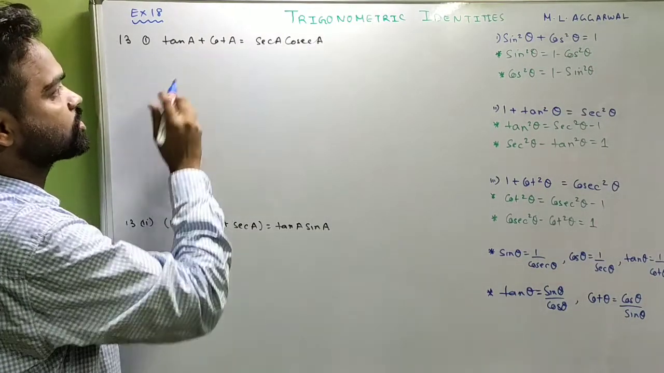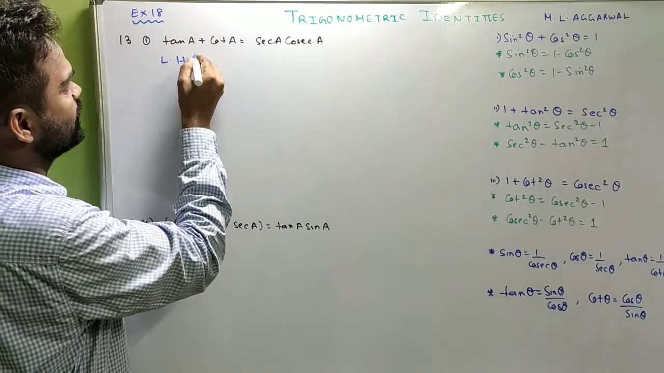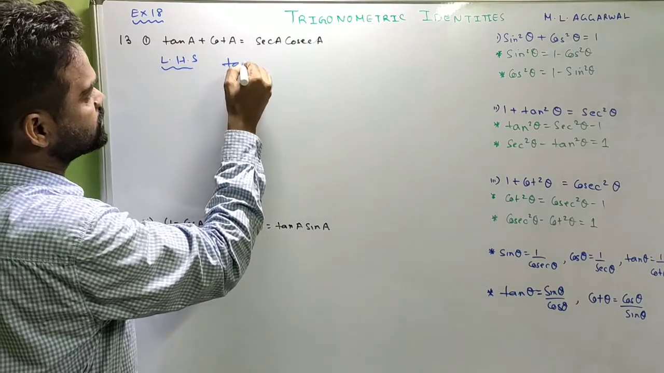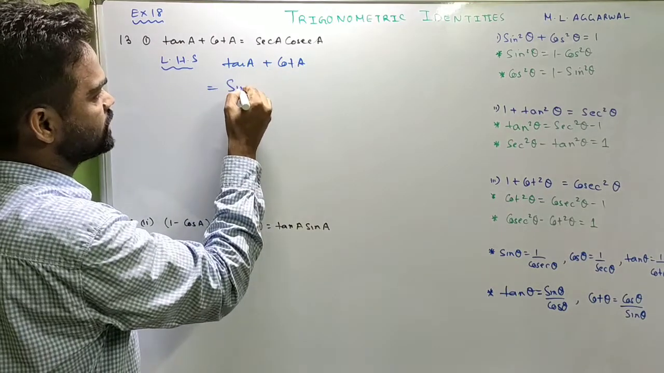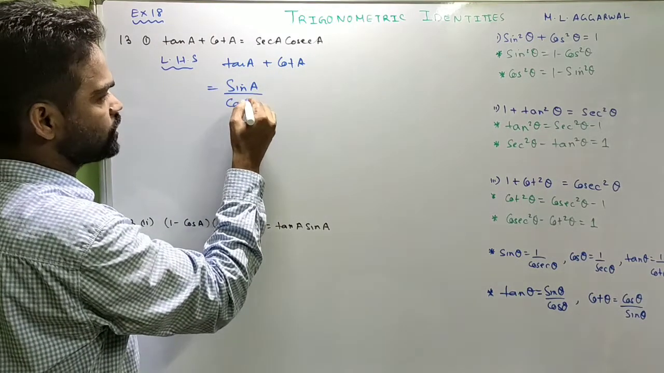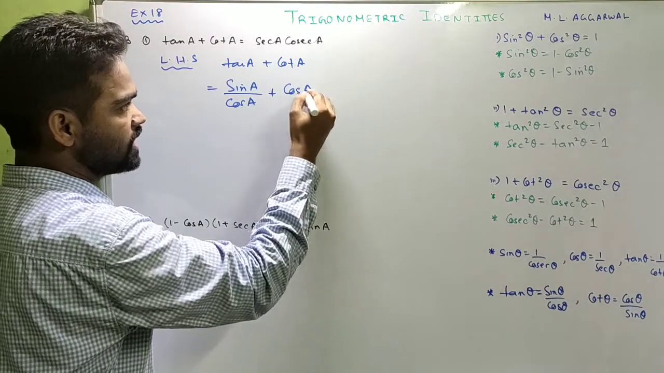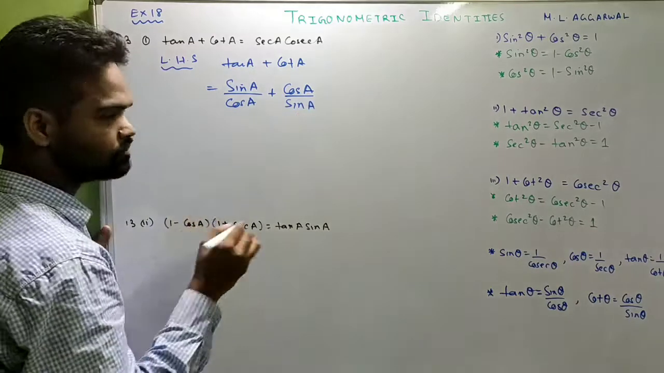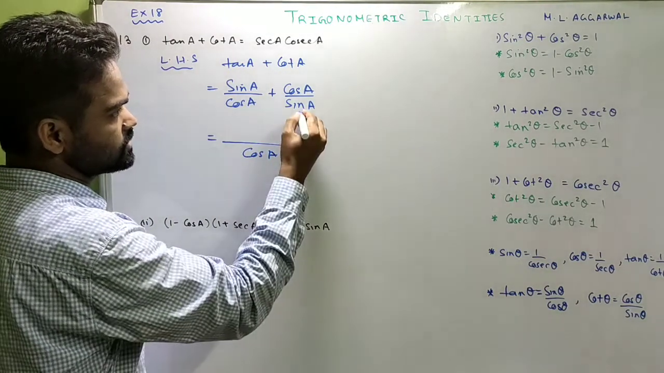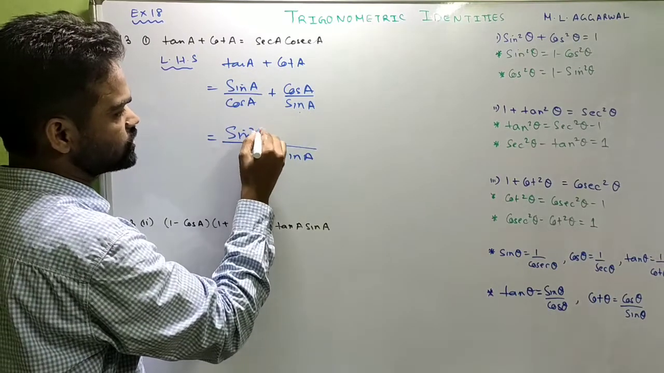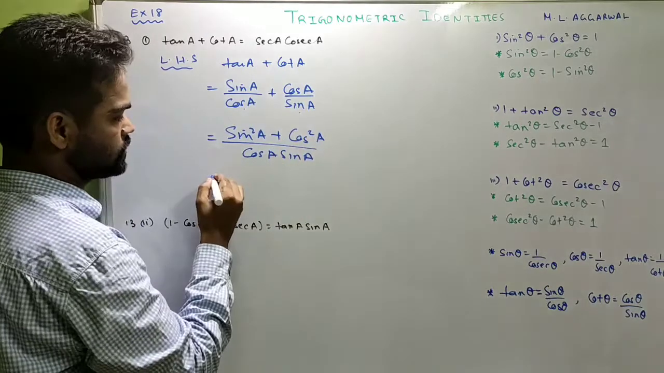Prove that tan A plus cot A equals sec A multiplied by cosec A. Very simple. Look over here. Your left hand side, tan A plus cot A. Now tan we can write sine A by cos A. Similarly, cot A can we write cos A by sine A. Done. Now when we take LCM, this is cos A sine A. Sine A multiplied by sine A gives you sine square A, and cos A multiplied by cos A gives you cos square A. So this becomes what?